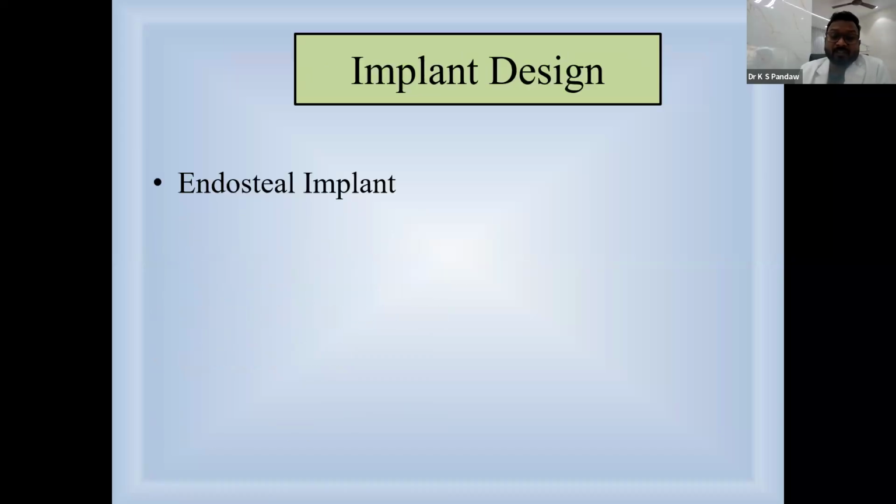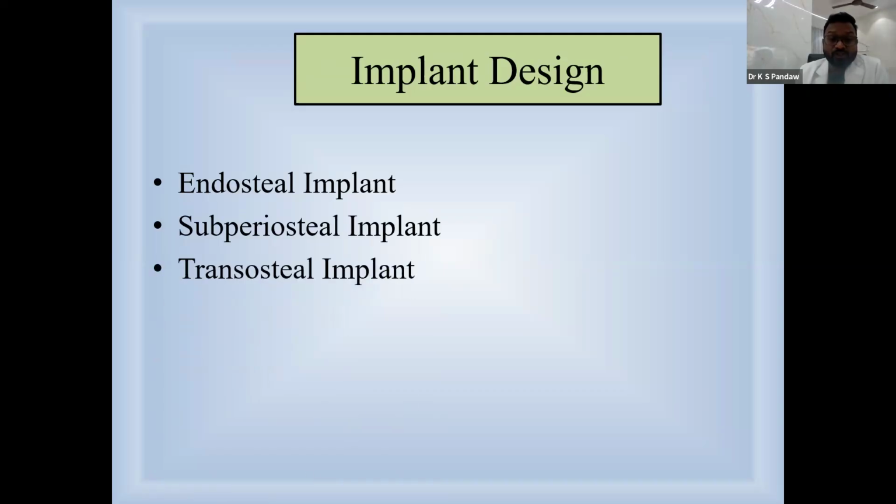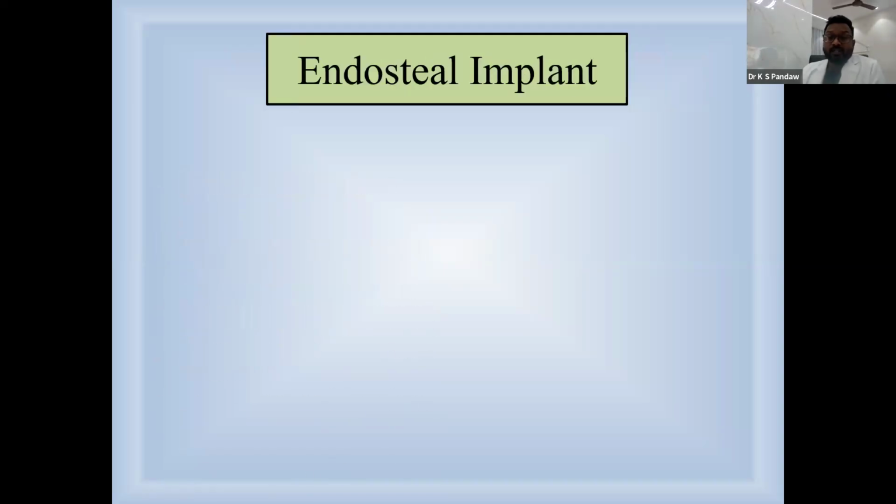First is the implant design. According to implant design, it can be endosteal, subperiosteal, transosteal, or intramucosal. Now we will see each of these one by one. So, endosteal implant. Endosteal means inside the bone. This implant rests inside the bone, surrounded by cancellous bone.